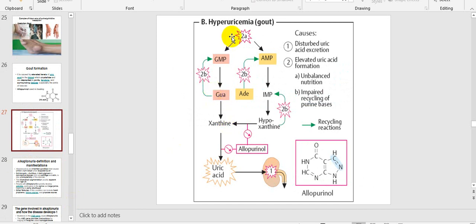So this is the pathway. Hyperuricemia, that's an abundance of uric acid in the blood. It is caused by disturbed uric acid excretion, elevated uric acid formation, and unbalanced nutrition, that is, you are taking food with excess of proteins, meat, egg, beef, a whole lot, containing a lot of uric acid and overwhelming the body. You alone, you are taking one full fowl, one full chicken every day. So it's a disease for the rich. This one also is a result of impaired recycling of purine bases. Yes, purine or nitrogenous bases.